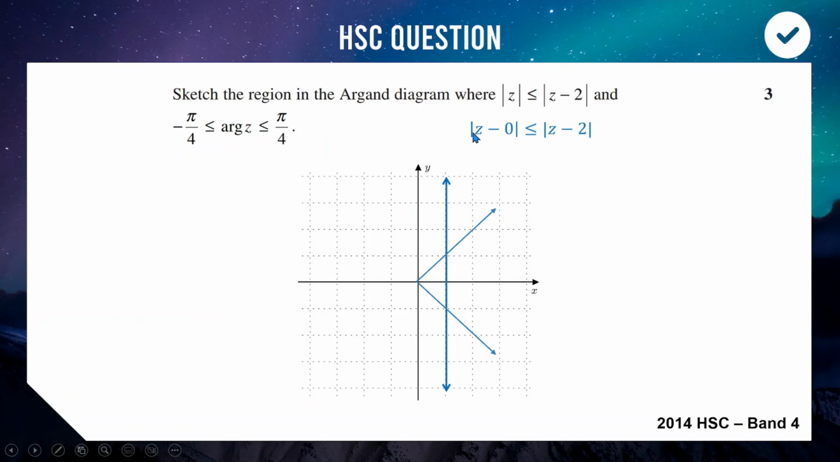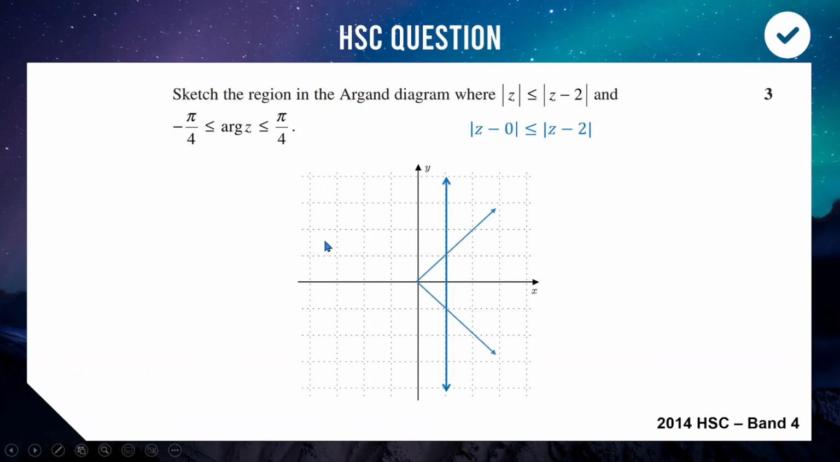Remember, the way we're interpreting this is we need to be closer to 0 than we are to 2, because the distance from 0 needs to be less than or equal to the distance from 2. So that means that we need to be closer to 0 than we are to 2. So we need to be to the left of this line so that we're closer to 0. If we're to the right of this line, we're closer to 2.